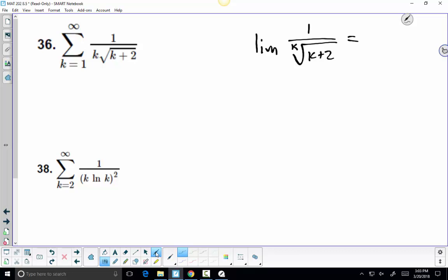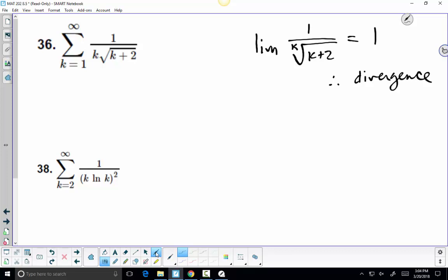So we just learned a few minutes ago that the kth root of k goes to 1. So if we do the kth root of k plus 2, that limit's still also going to be 1. So this is 1, therefore we would have divergence, because the limit of a sub k has to be 0 for there to be convergence. If the limit of a sub k is not 0, divergence is what's going on. All right, so if it was a kth root, definitely divergence.